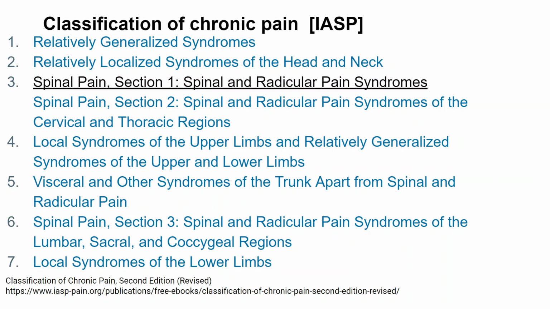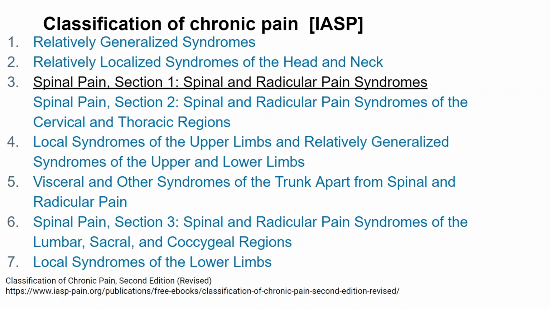Now, coming back to the management of pain from the practical point of view, the classification of chronic pain by the International Association for the Study of Pain is based upon these 7 categories, which help in planning the management. They would be relatively generalized syndromes, where the patient may have pain throughout and may not be able to point out the area of pain, and localized syndromes of the head and neck, or the pains of the spine.